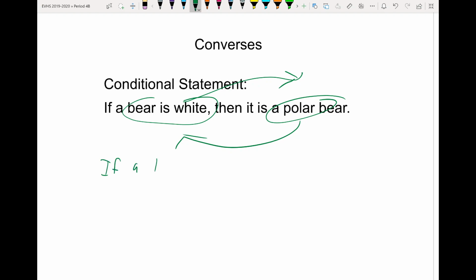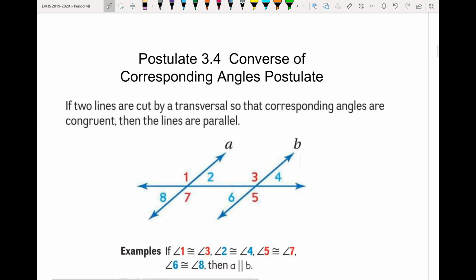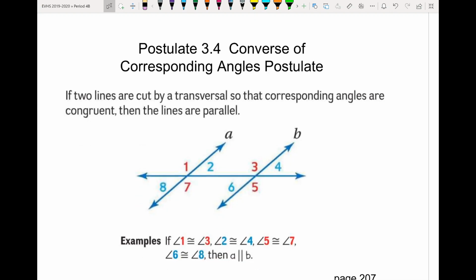So if a bear is a polar bear, then it is white. Okay, there's our converse. Now, it could be right, could be wrong, but the fact of converse just means you switch the hypothesis and conclusion. So, let's look at the converse of our corresponding angles postulate.